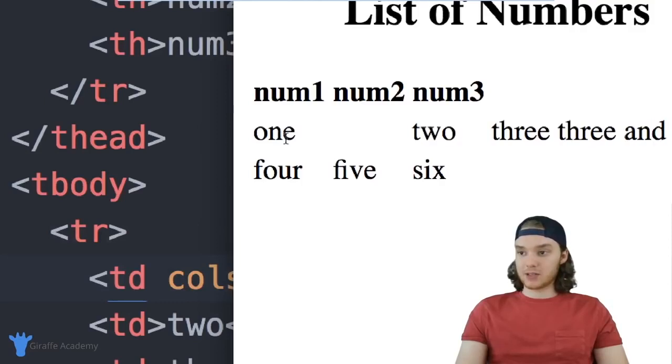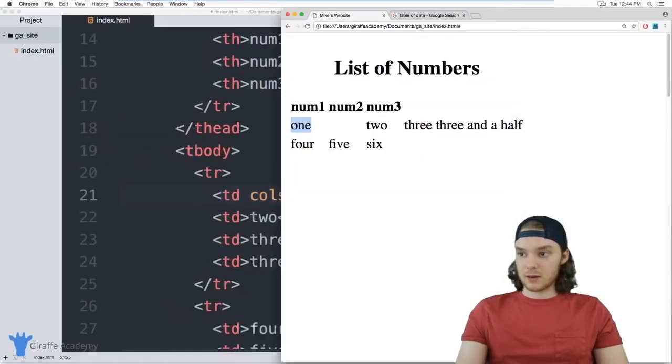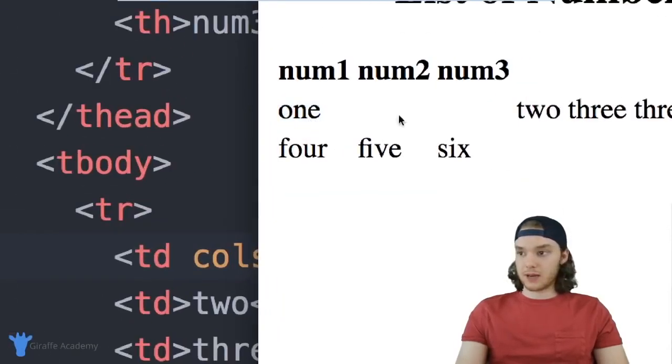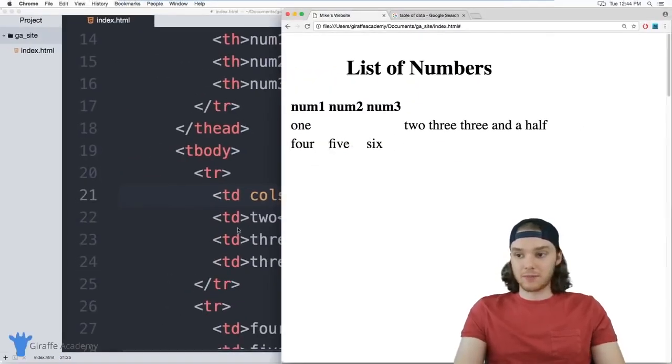When I refresh the page, it's taking up 2 now. So this one entry takes up 2 columns in the table, and then everything else gets pushed over to the side. So I could also say 3, and now this will take up 3 columns, just like that. So you can control how many columns each individual table data is going to take up, and that really allows you to control every aspect of your table.